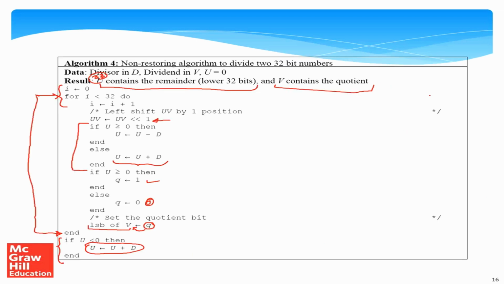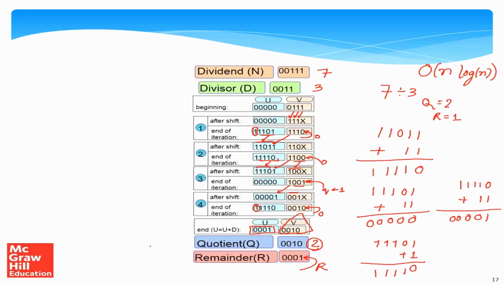The algorithm, just to summarize: we take a look at the register U. If it's positive, we subtract the divisor; else if it's negative, we add the divisor. We take a look at the sign once again. If the sign bit is 0, which means the number is non-negative, we set the relevant quotient bit to 1, otherwise we set it to 0. We perform a small check at the end. If the register U is still less than 0, we add the divisor to U, and U contains the remainder and register V contains the quotient.